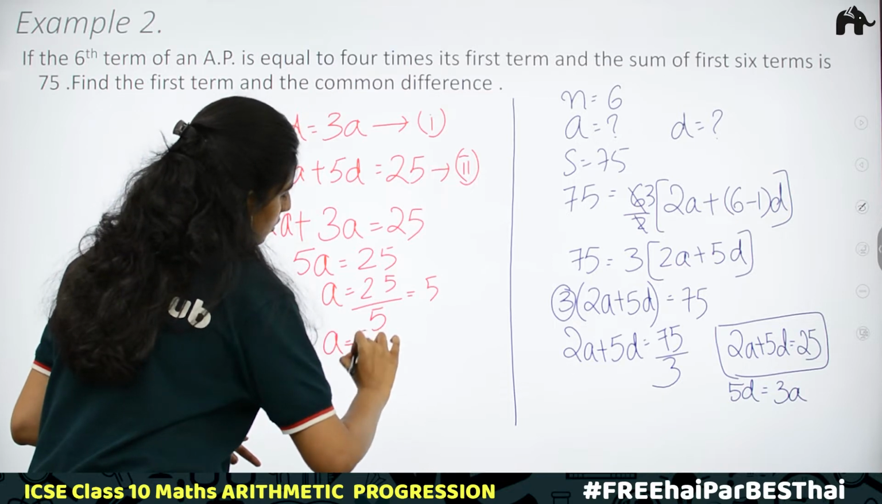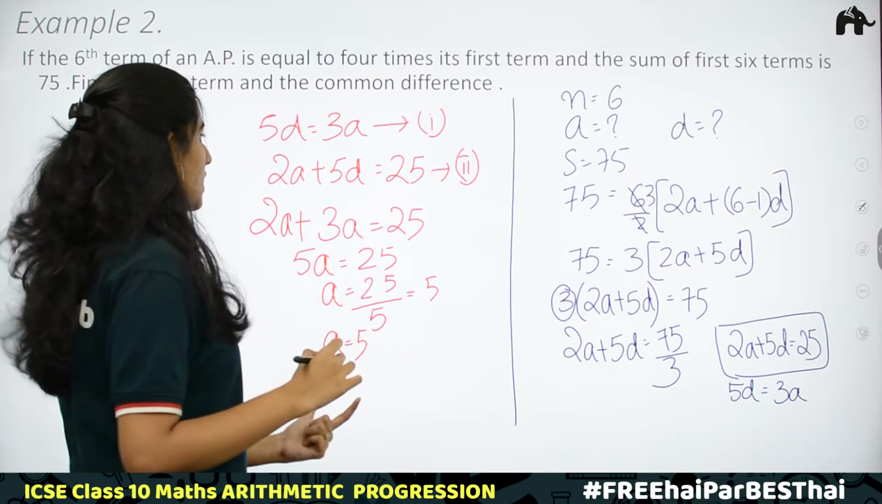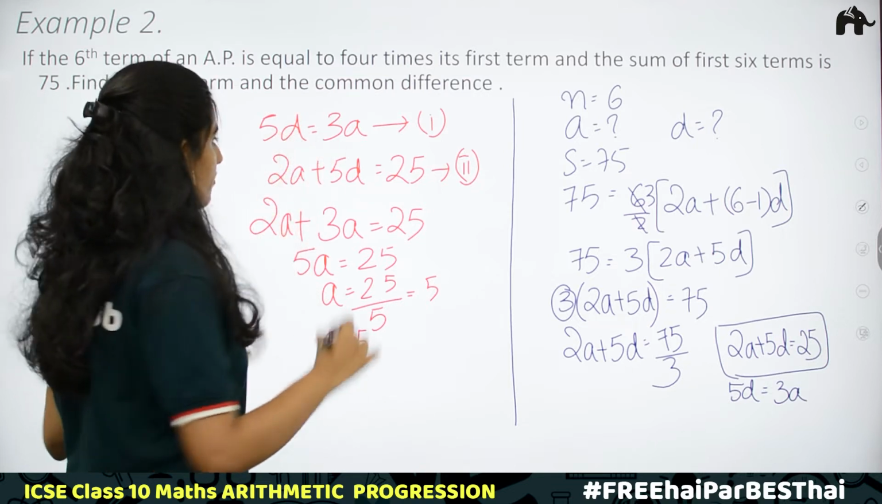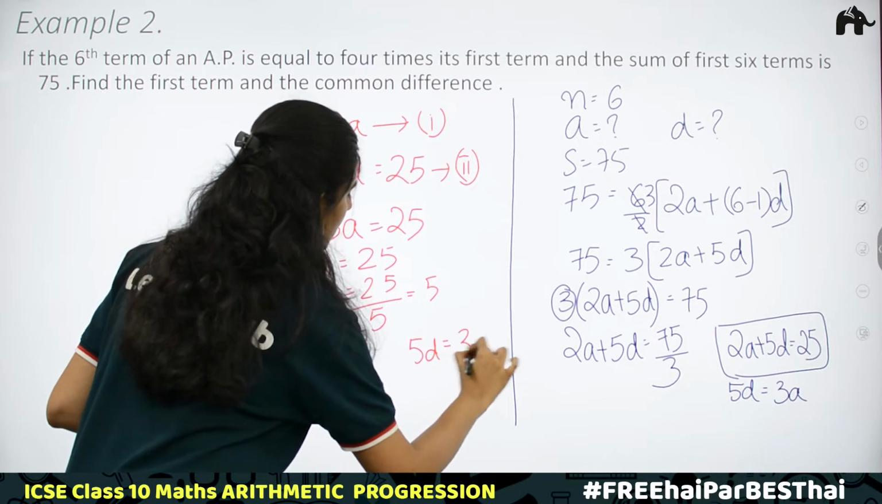We got the value of the first term. a is 5. Okay. Now, we can easily find what d is. We have 5d is equal to 3a.